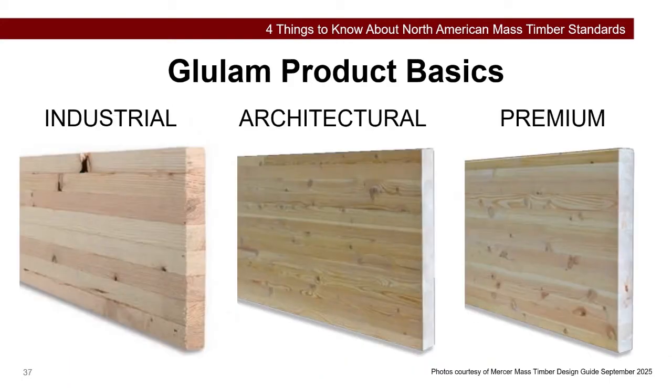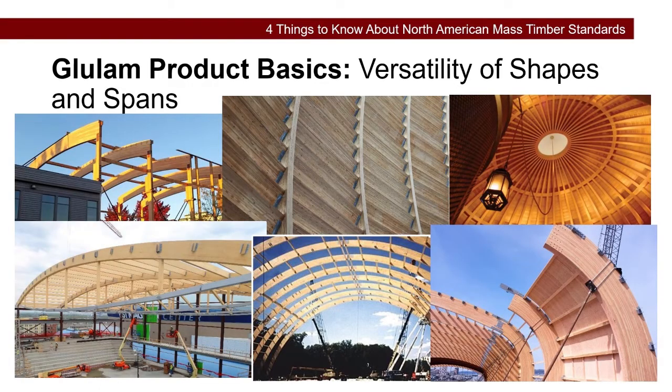Here are example photos of industrial, architectural, and premium appearance classifications. I won't cover the details here, but you can visually see a difference. Along with a range of appearance classifications, Glulam can be produced in curved shapes to meet end-use requirements. The natural colors are a function of wood species and finishing.